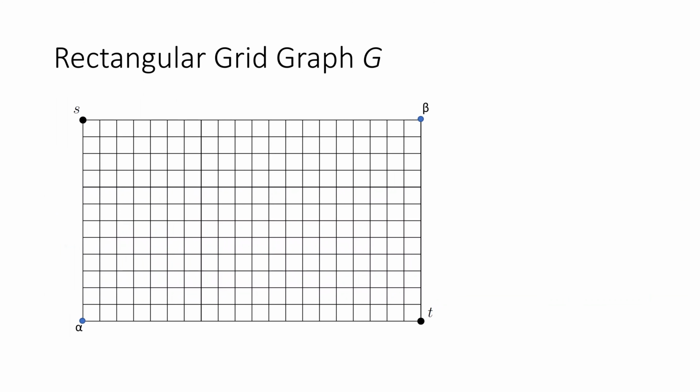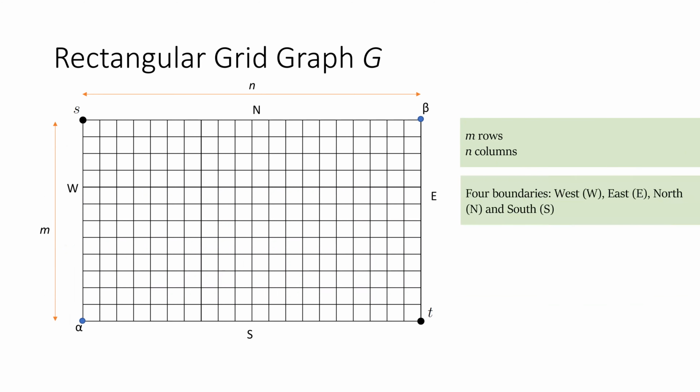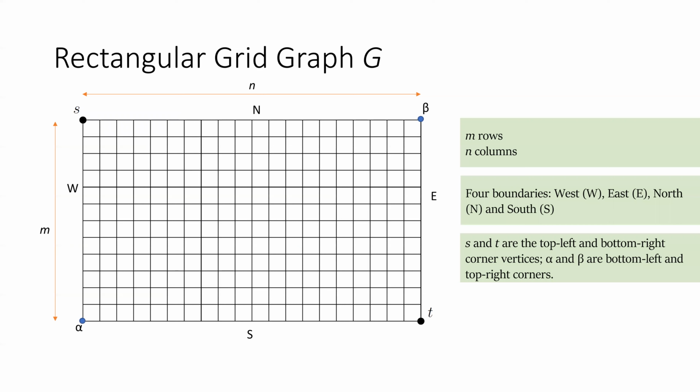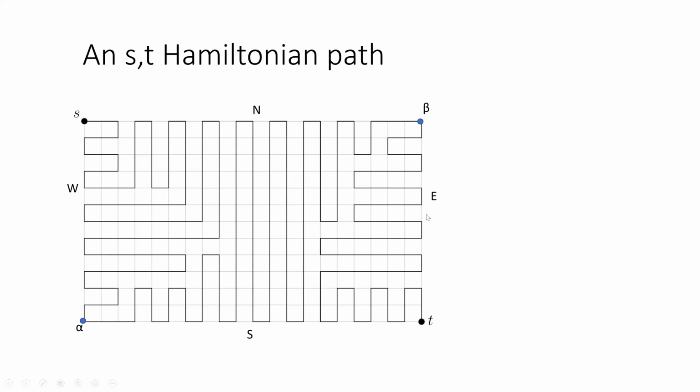This is a rectangular grid graph. It has m rows and n columns. It has a rectangular outer boundary, which can be divided into 4 boundaries, east, west, north, and south, based on the direction. S and T are the top left and the bottom right corners, which would also be the endpoints of our Hamiltonian paths. The bottom left and the top right corners are alpha and beta.